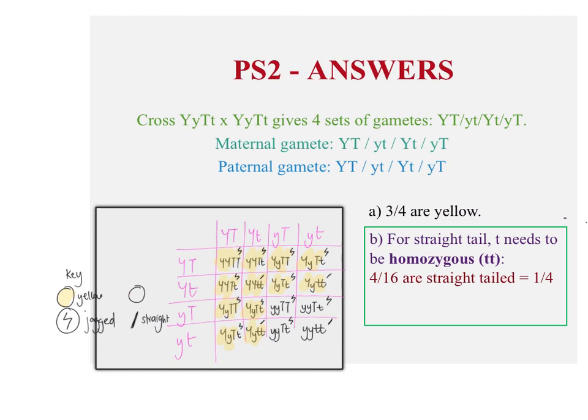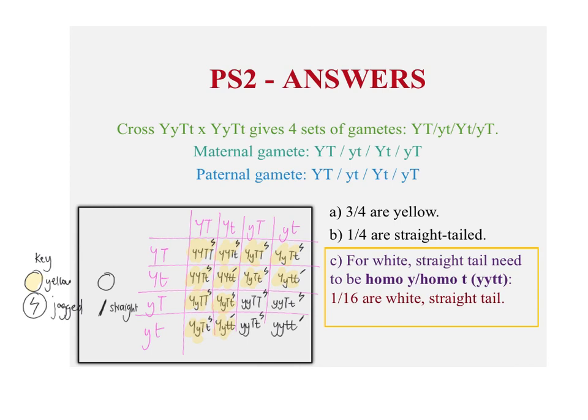Now for the straight tail, the T's need to be homozygous recessive. Okay, and for those, you can see, again, I've put my little symbols. I've got straight tails here, here, here, and here. Okay, so 4 out of 16, or 1/4 of my offspring are straight-tailed. Now finally, penultimately, for the white and straight-tailed offspring, they need to be both homozygous recessive for the Y and homozygous recessive for the T. And that only occurs down in this bottom right-hand box.